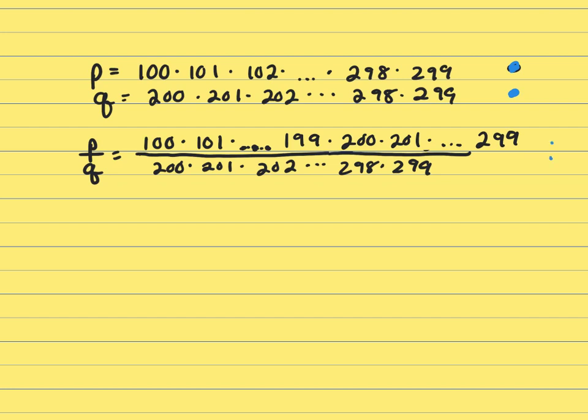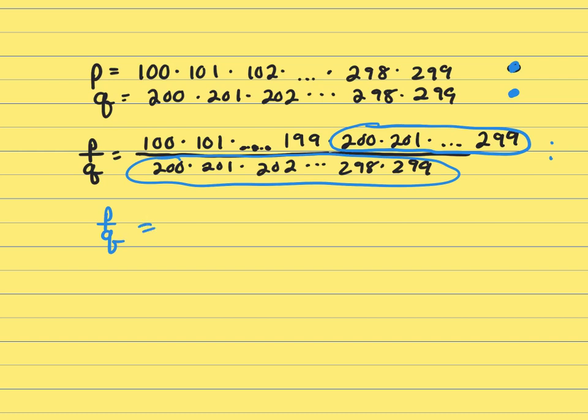And so I've expanded that here. But what I did was I went 100 times 101, up to 199 times 200 times 201, up to 299. So you can see that this is the same thing as this. So those would cancel. So P over Q equals 100 times 101 times up to 199. And we're trying to figure out which of those answers represents this.